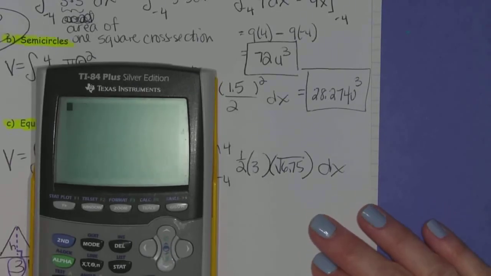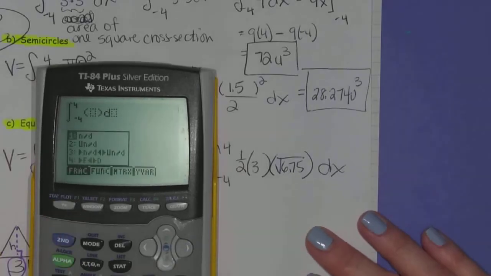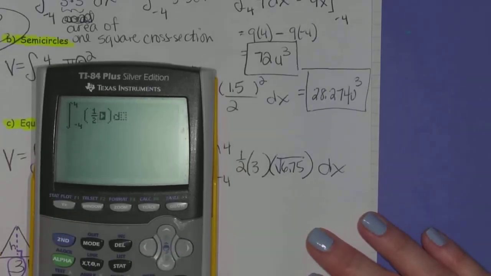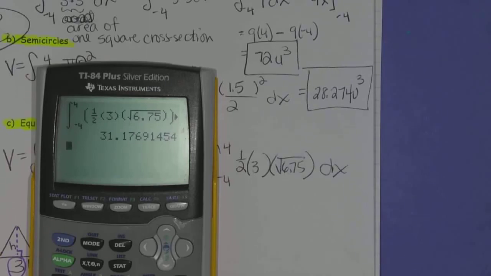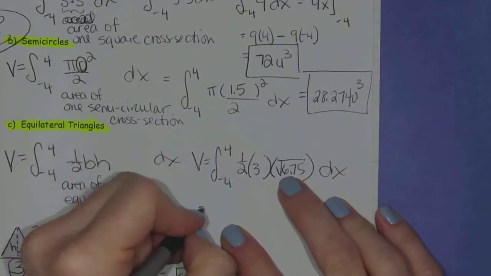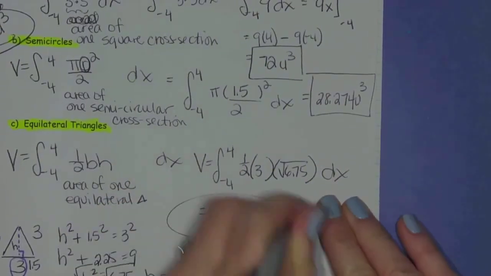So Math 9, I've got -4 to 4, 1/2 times 3 times the square root of 6.75 dx. And I'm getting 31.177. So final answer, 31.177 units cubed.